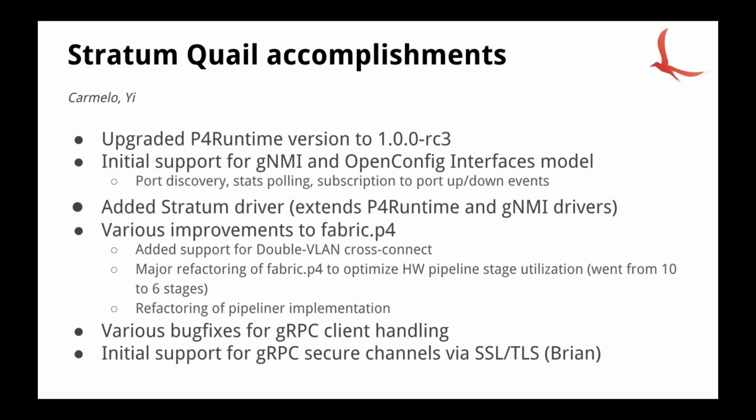This was followed by a refactoring also of the pipeliner implementation in ONOS. This was necessary mostly to clean up after a number of months experimenting on it. We have various bug fixes on the gRPC protocol side of things. We fixed a number of exceptions there, and now we have initial support for gRPC secure channel using SSL and TLS.